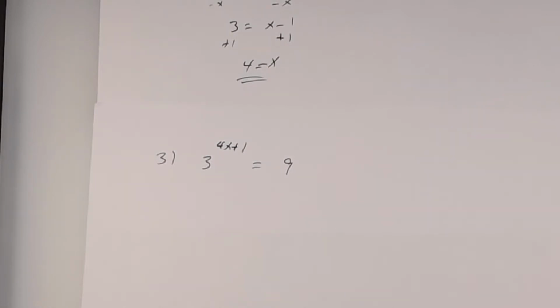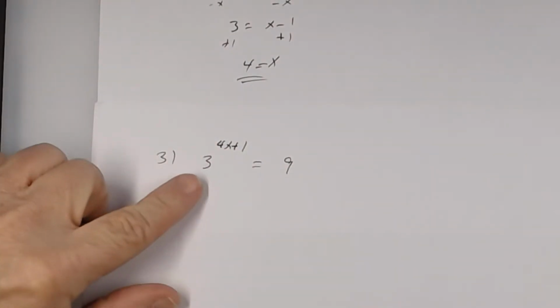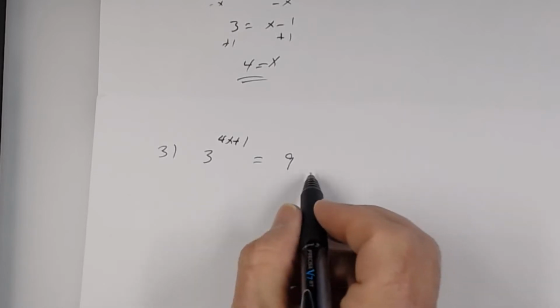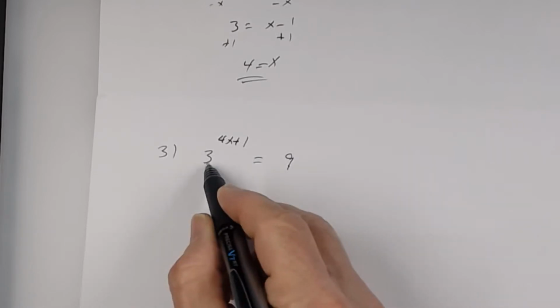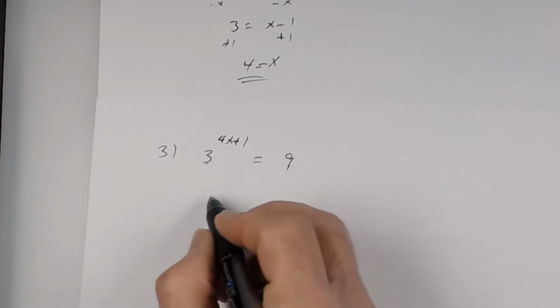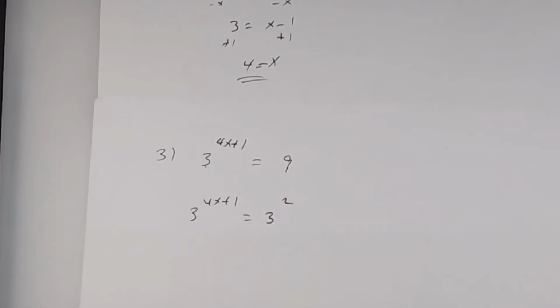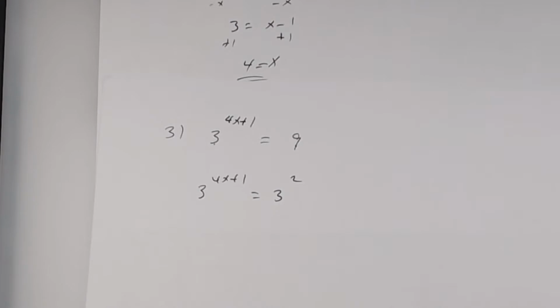No. 3 to the second power. Because I can write 9 with what base? 3. It's because I'm trying to get the base to be the same, right? The bases are not the same. That base is a 9, that's a 3. But I know that 9 I can write as 3 squared. And now I can solve.